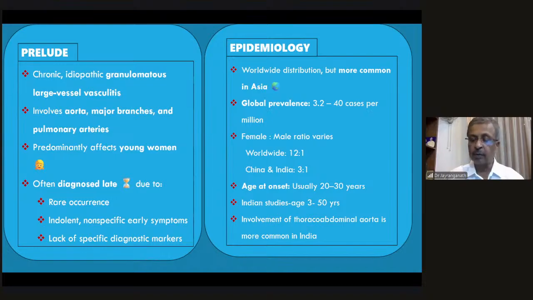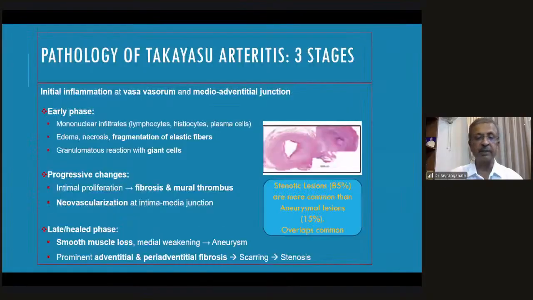That is the case in Western series or other Asian countries. In Indian studies, including our studies, it is 3 to 50 years. Involvement of the thoracoabdominal aorta is very common in India. So it's not necessary that we should have only the involvement of the neck vessels or the subclavian arteries. It is not really necessary. That is exactly the case we have seen in our hospital, in my experience.